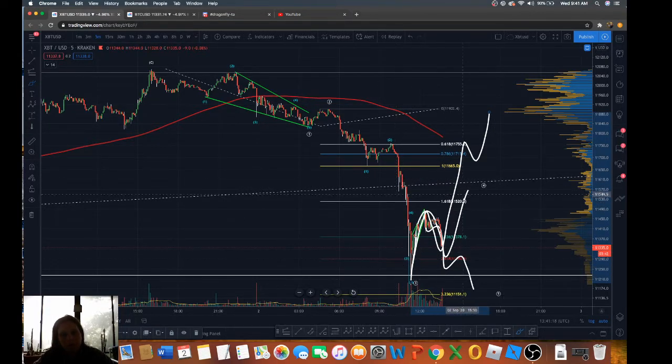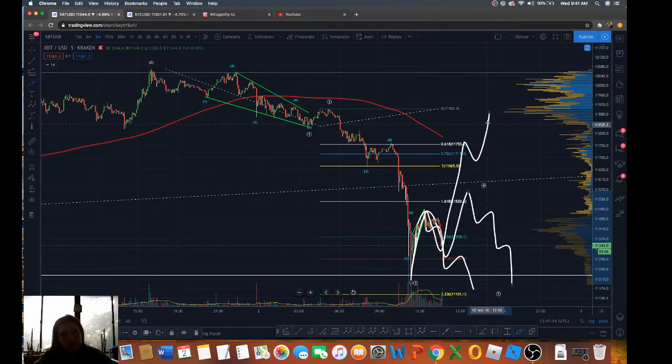I'll repeat that. Do we get a 3-wave move, which will be a correction, and then we would get 5 more waves to the downside for the 5th wave? Or do we just get 5 more moves to the downside from here, and this was the wave 4? Or does this turn into a wave 1, a wave 2, a wave 3, 4, 5?